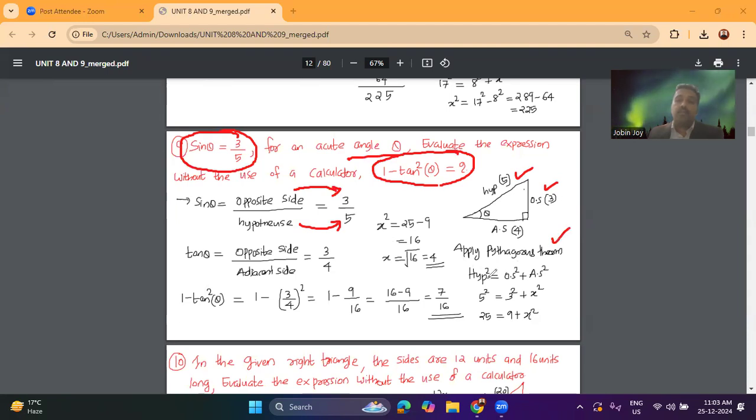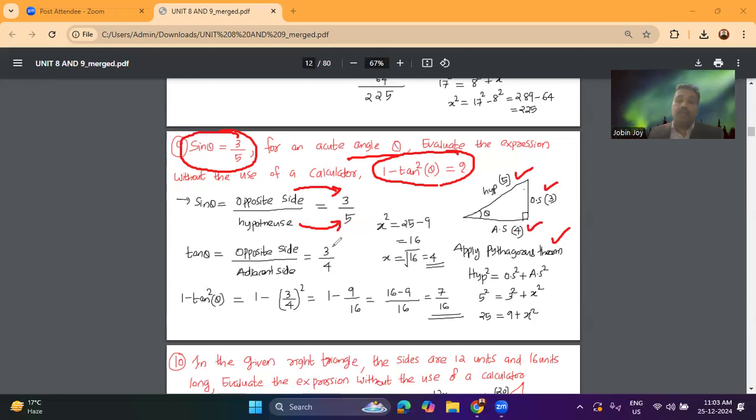What is the Pythagoras theorem? Hypotenuse square is equal to opposite side square plus adjacent side square. Hypotenuse is 5 here. So 5 square is equal to opposite side, which is 3, so 3 square plus adjacent side. I will call the adjacent side x. So x square is equal to 25 minus 9, right? So that is equal to 16. So x is equal to square root of 16, that is equal to 4. So the value of the adjacent side is 4.